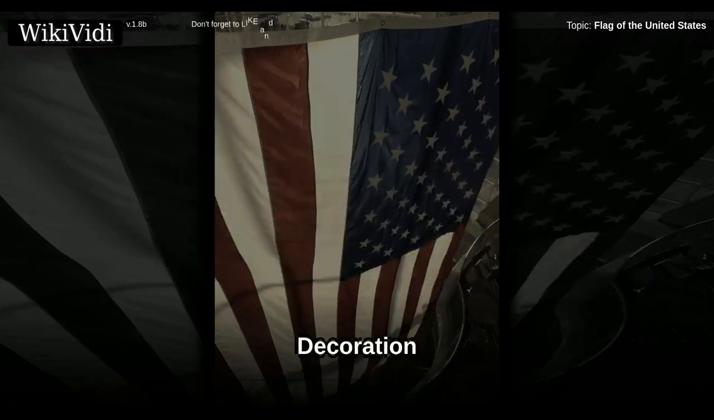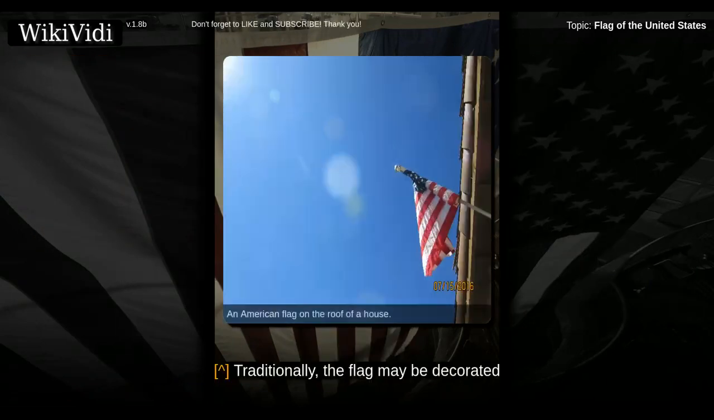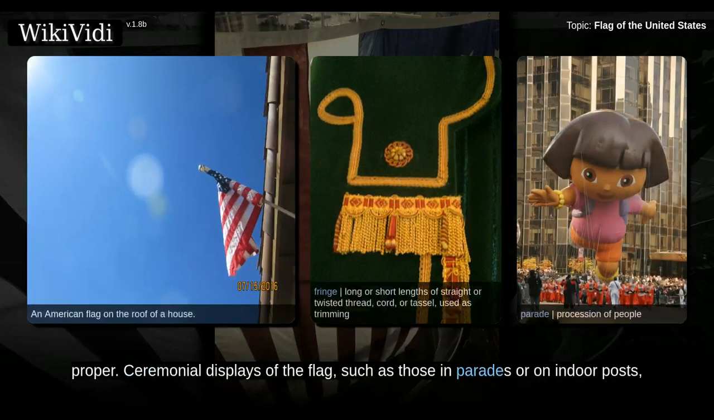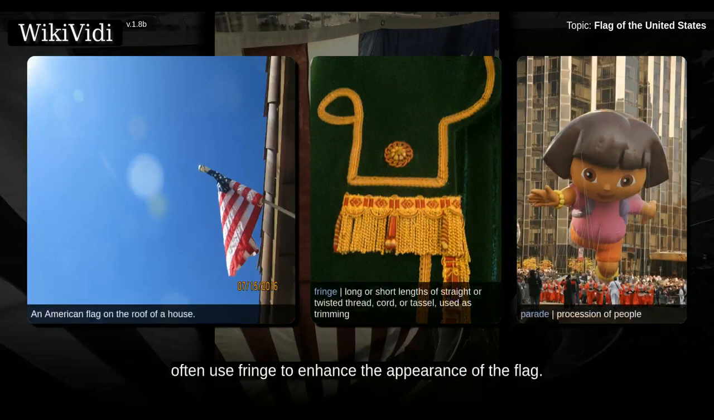Decoration. Traditionally, the flag may be decorated with golden fringe surrounding the perimeter of the flag as long as it does not deface the flag. Proper ceremonial displays of the flag, such as those in parades or on indoor posts, often use fringe to enhance the appearance of the flag.